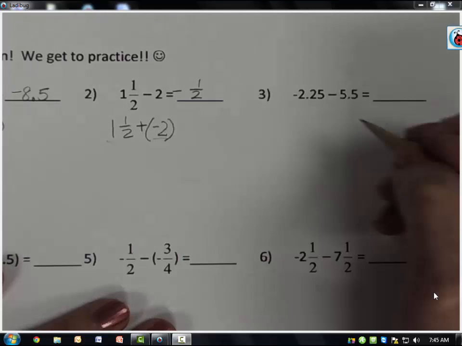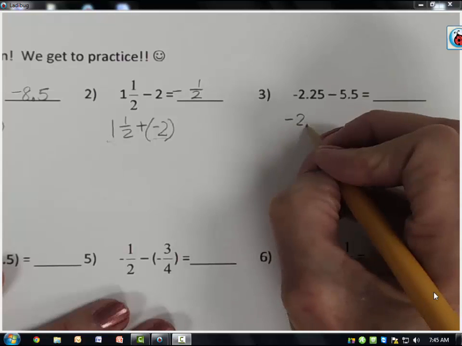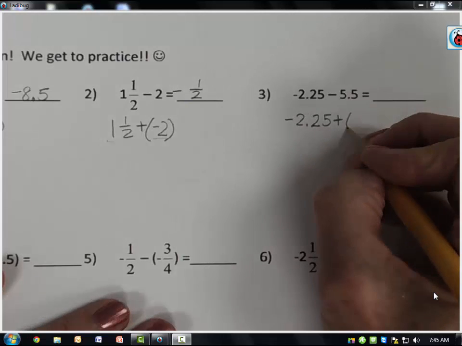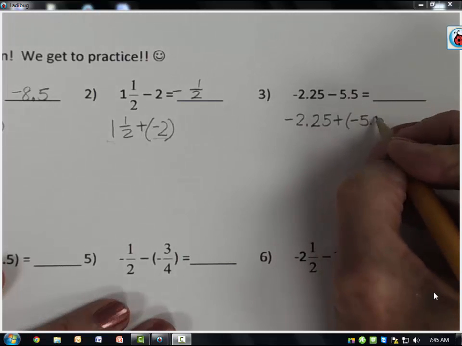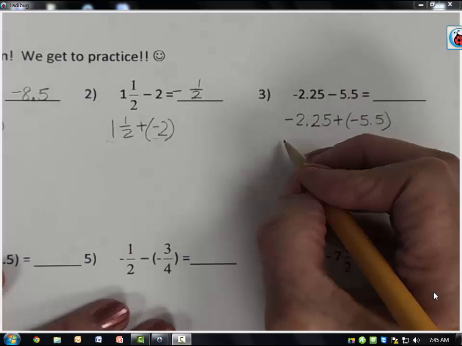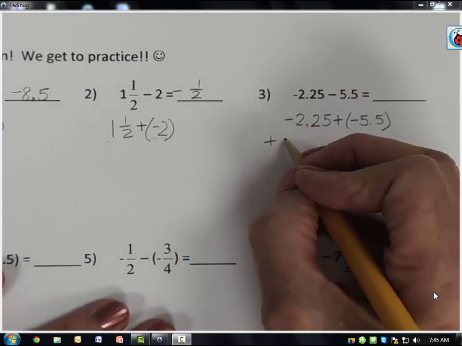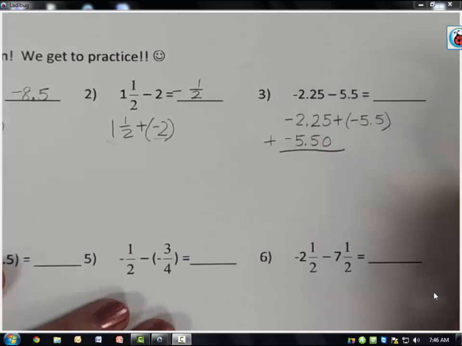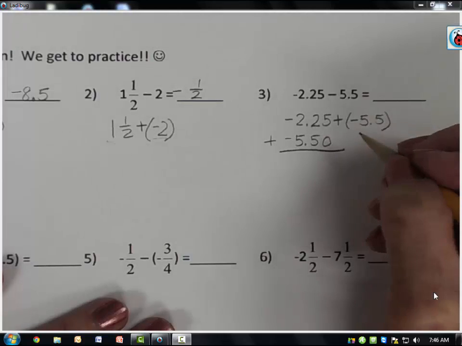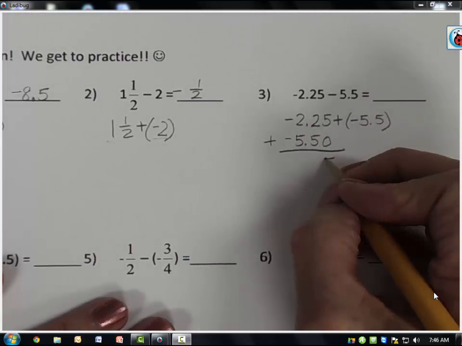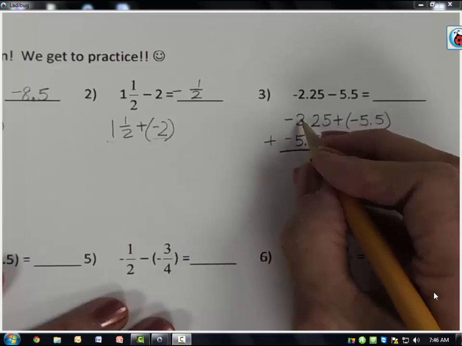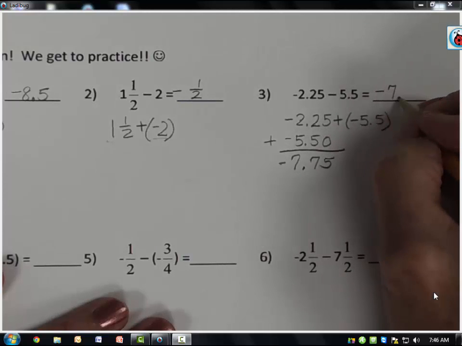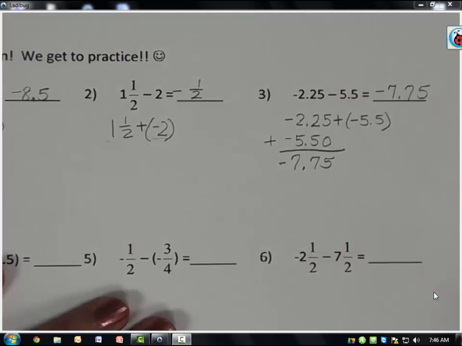Okay, when you rewrote it, negative 2.25 plus negative 5 and 5/10. We've got to line up the decimals, so we're going to add negative 5 and 5/10. You can always add a 0 in the empty spot to help you keep your column straight. Negative 2 plus negative 5 is negative 7. Remember, we use the same sign. If you're adding two negatives, you get a negative.